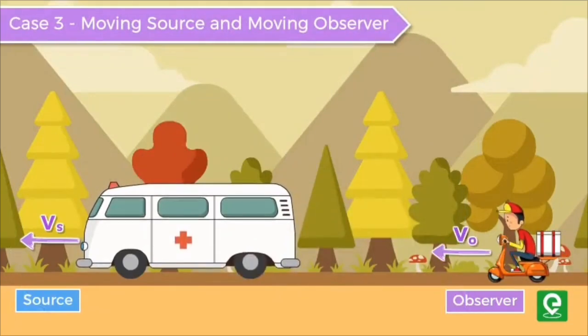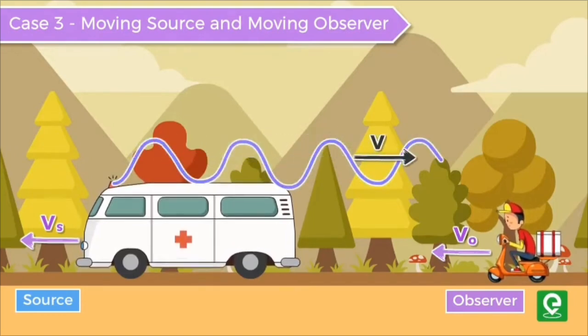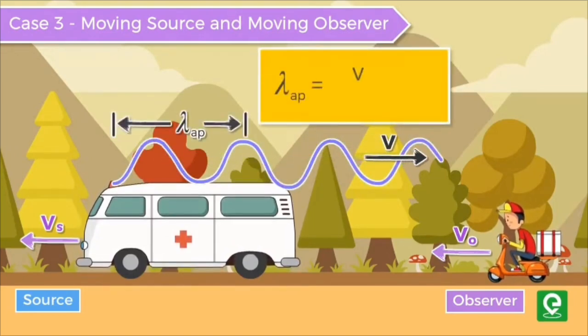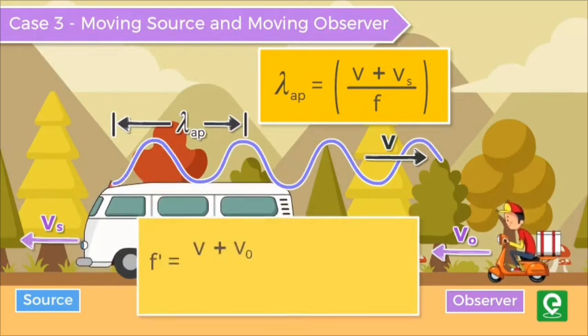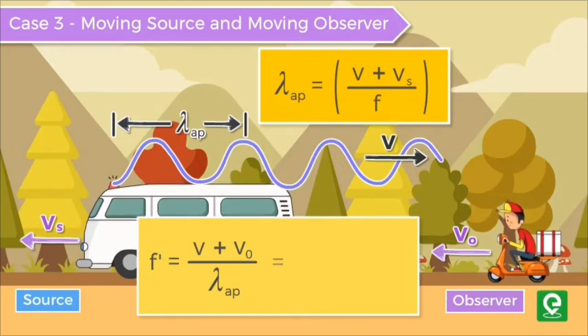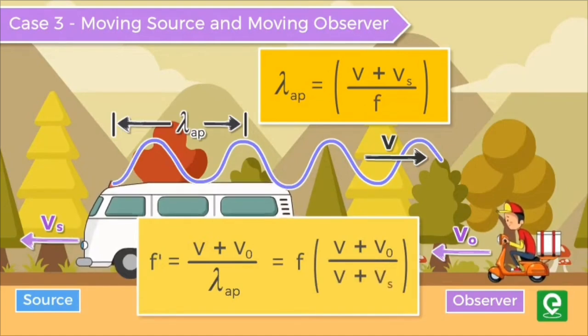Case 3. Moving source and moving observer. In this case, if both the source and the observer are moving in the same direction with velocity vs and v0 respectively, the sound wave produced by the source has frequency f and the apparent wavelength is equal to (v + vs)/f, where v is the velocity of sound. Now this sound wave will approach the observer at a relative velocity of v + v0. Therefore, the apparent frequency of sound heard by the observer, f', is equal to f × (v + v0)/(v + vs).